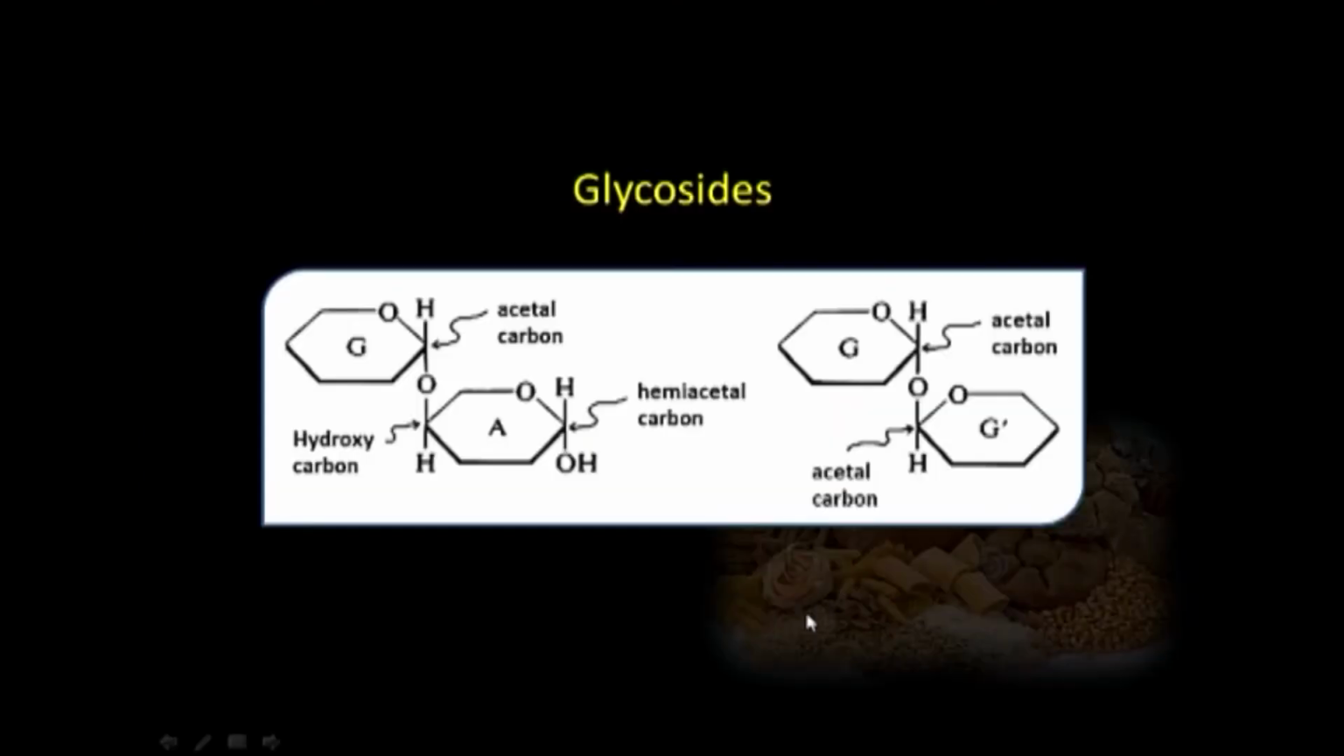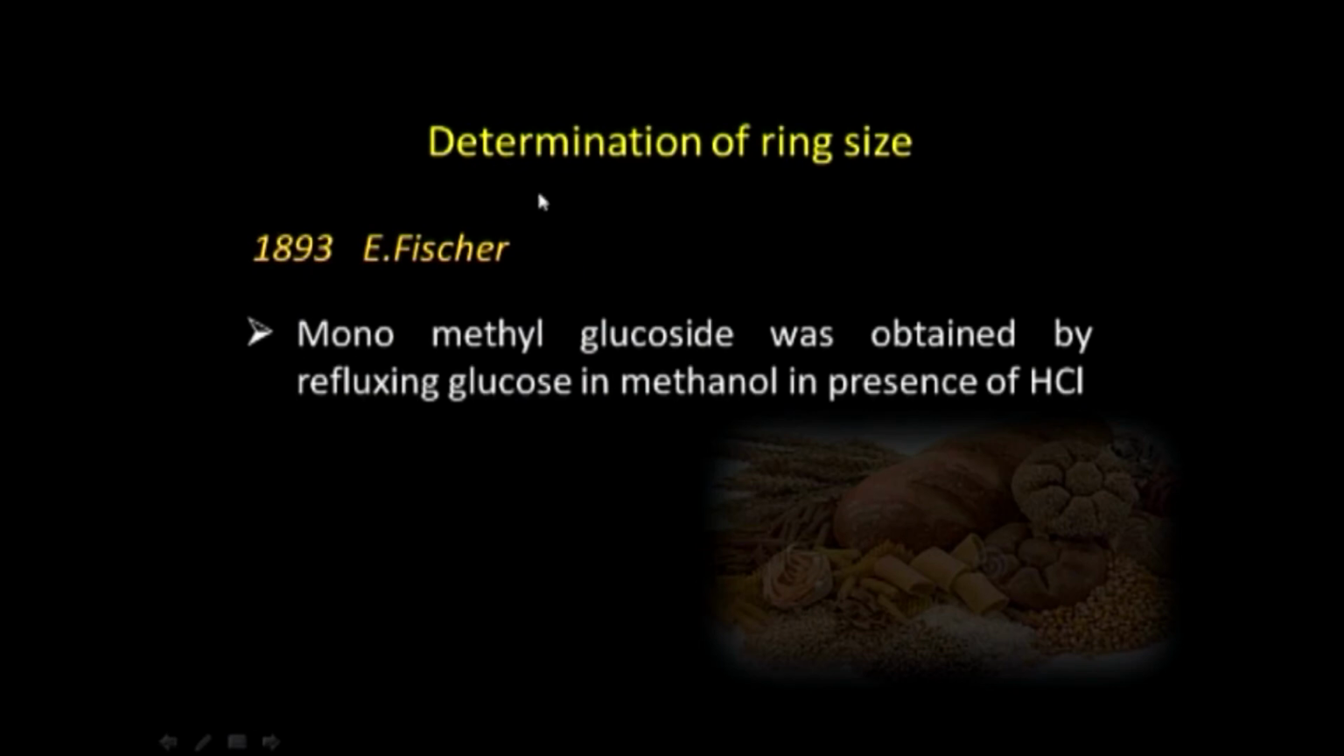So, glycosides can be formed by the reaction of monosaccharides with some alcohol, some phenol, any other compound which can provide some hydroxyl group, and this another molecule can be even another monosaccharide. All these compounds are generally grouped as glycosides. Now, how the history went in the determination of ring size of these monosaccharides. In 1893, which we have discussed earlier, Emil Fischer found that glucose reacts with methanol in presence of HCl to give a compound which was named as methyl glucoside.